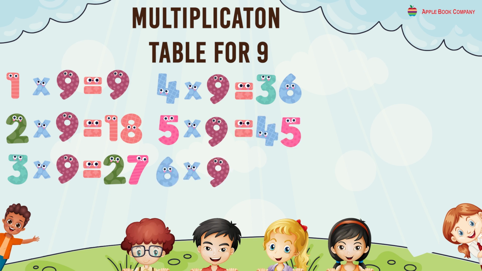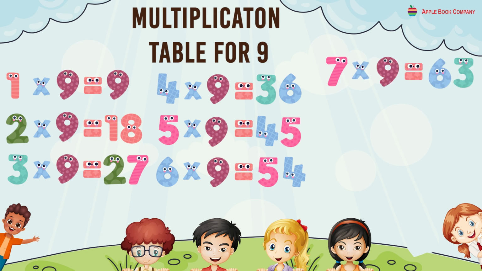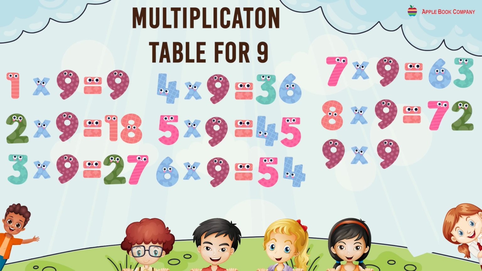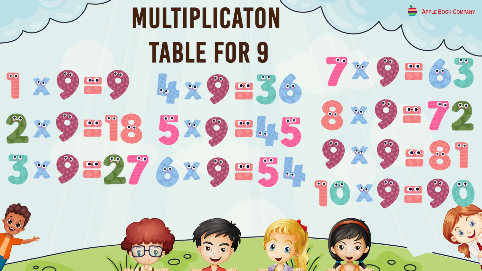6 multiplied by 9 is 54. 7 multiplied by 9 is 63. 8 multiplied by 9 is 72. 9 multiplied by 9 is 81. 10 multiplied by 9 is 90.